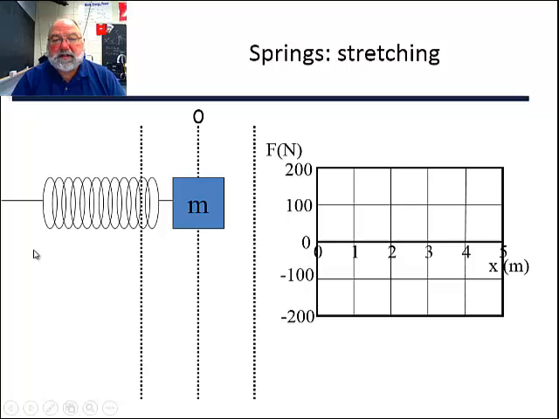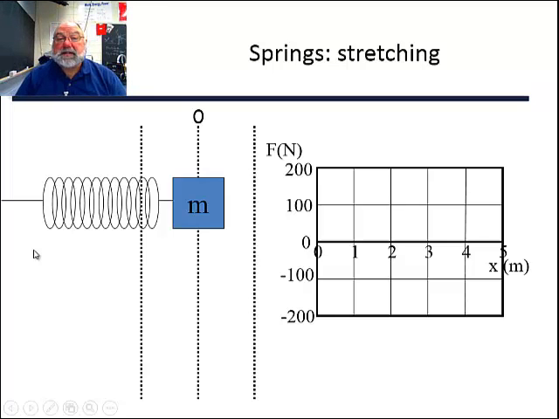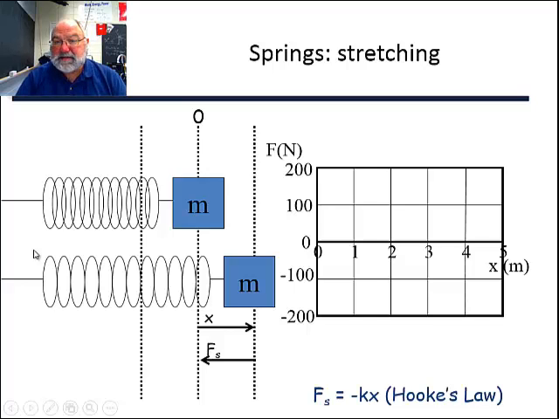Here's another graphic of the same sort of thing. We have a spring at equilibrium, and we're going to stretch it a distance x. We've stretched it a distance x, and the spring is pulling back with a force of F sub s, or spring force. According to Hooke's law, the spring force is equal to the spring constant k times x, and it's negative because of the direction. And there's our graph, which looks similar to the last slide.